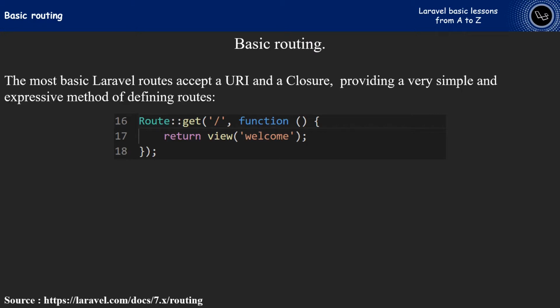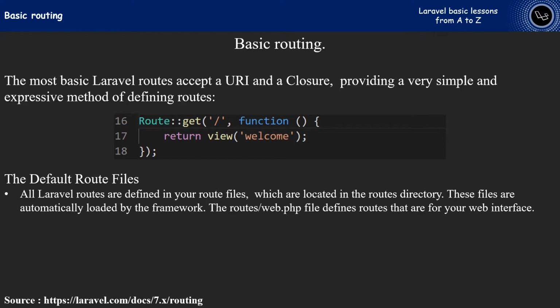We're going to see how to create a Laravel file, and while creating it, we're going to find out more about it. By default, as you can see here, we have the default route files. All Laravel routes are defined in your route files, which are located in the routes directory. We have a folder in our project which is named routes. We're going to see it after.